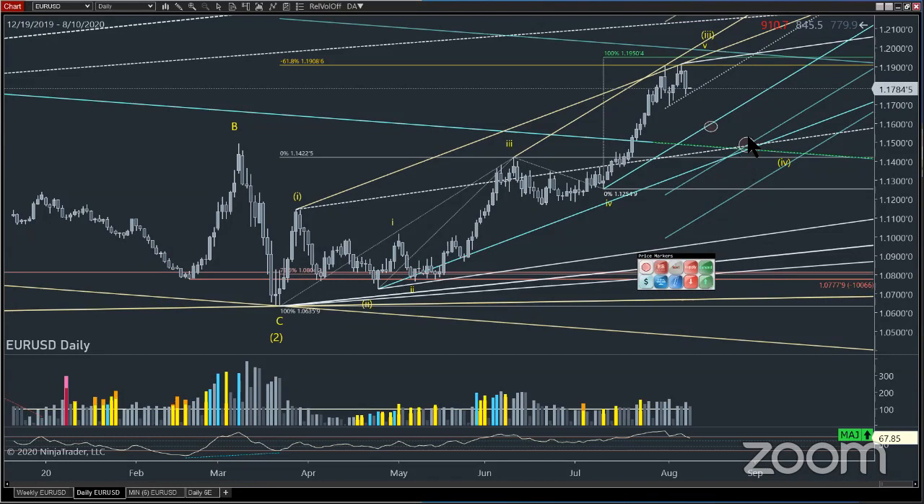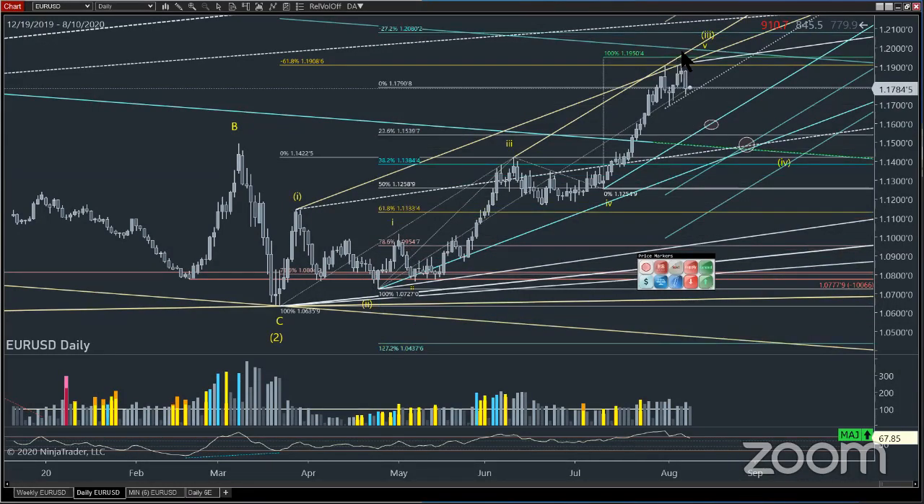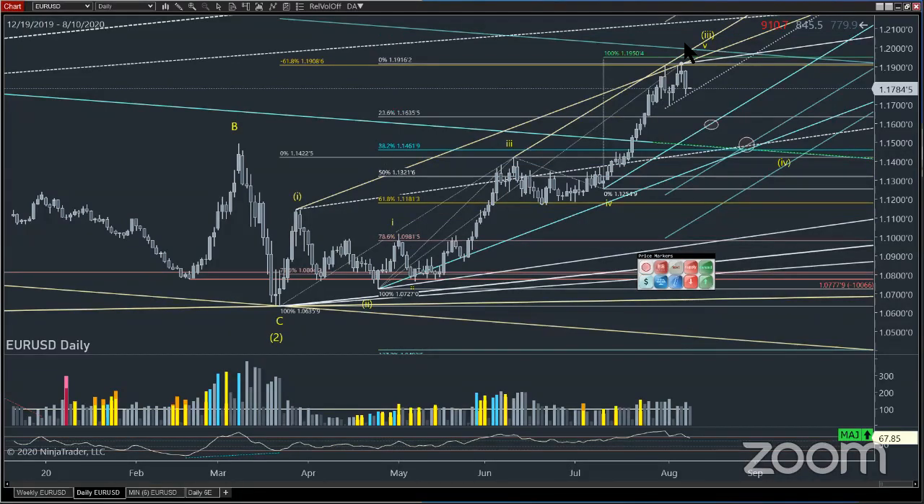Yeah, this would be the other target, and hopefully we get a really nice, perfect double 3 into that low, or ABC, whatever. Some kind of corrective looking count. And that's the 38.2 of wave 3, which is about perfect. It's really what you want to see.